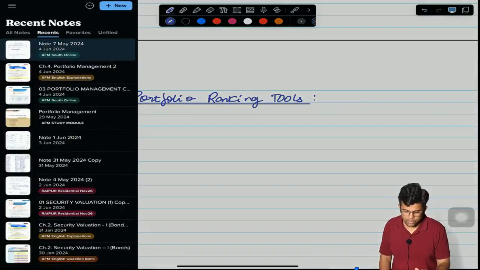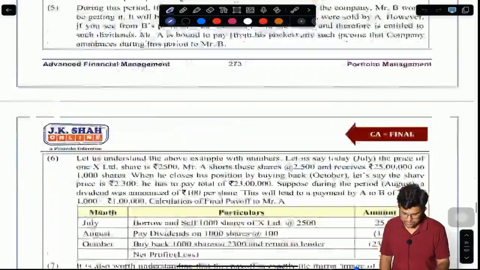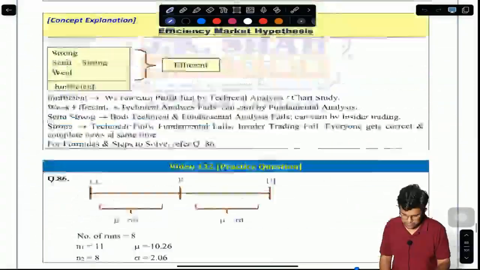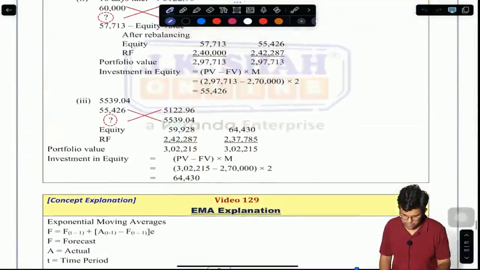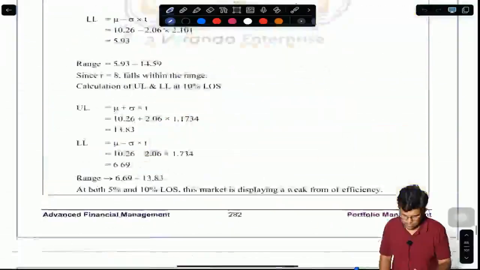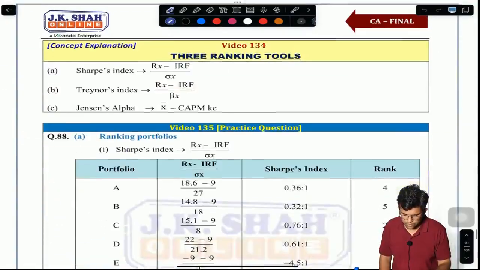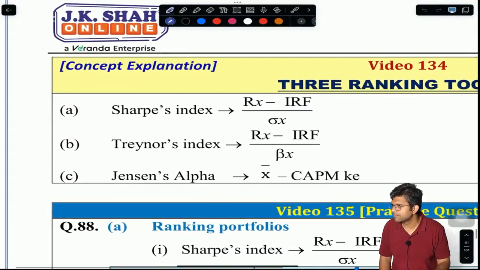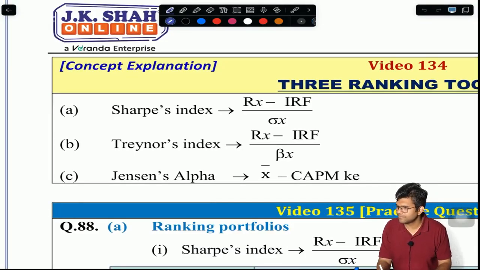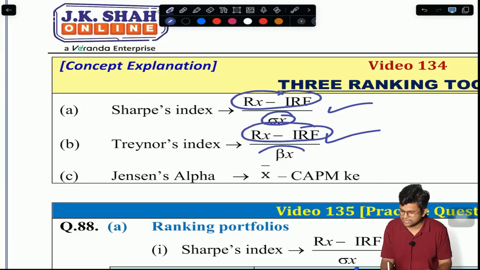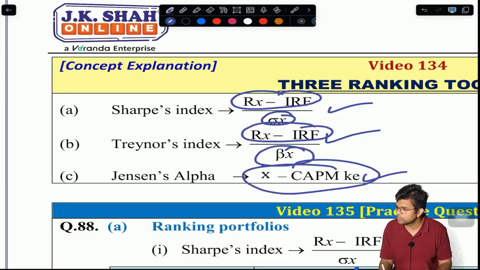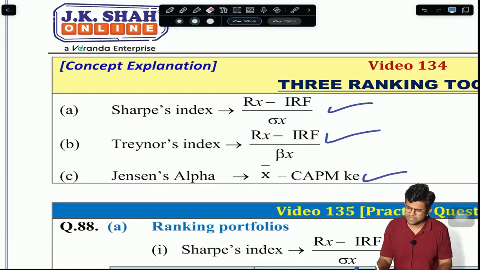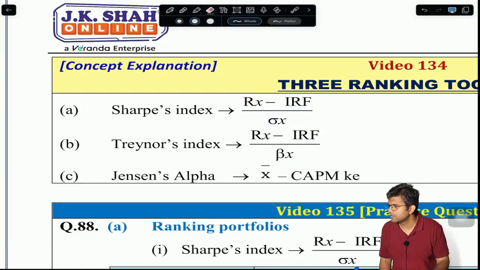And students, the good news about this module is that you already know the tools. Look at the screen. Sharpe's index you know. Treynor's index you know. Same thing, excess return to risk. Jensen's alpha also you know, no? So you have seen this in mutual funds. Mutual funds also used to use this only for ranking.